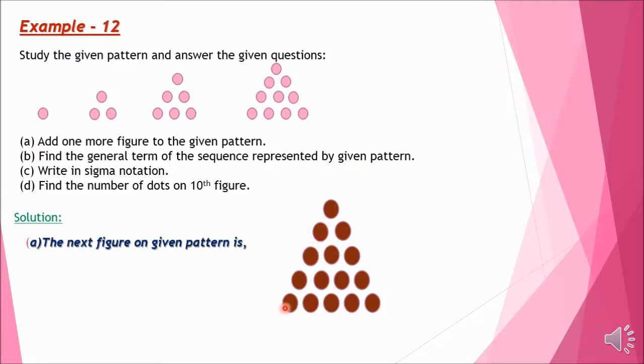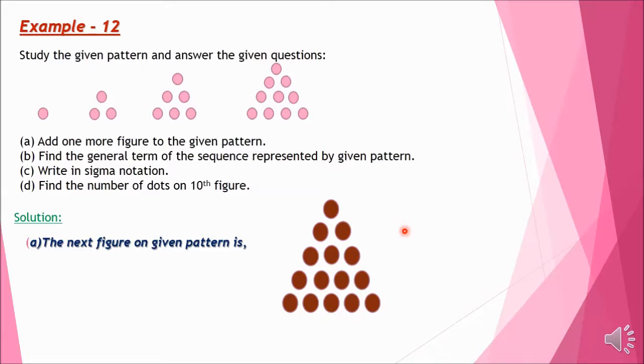1, 2, 3, 4, 5. 1, 2, 3, 4, 5, and 5. Everywhere 1 is increased. From this side also you can see one dot is increased. From this side also 1 dot is increased, and this side also 1 dot is increased. Now this is the pattern, and let's quickly move to the general term.